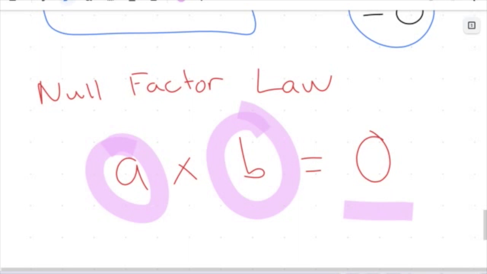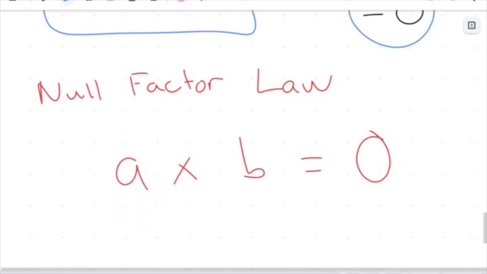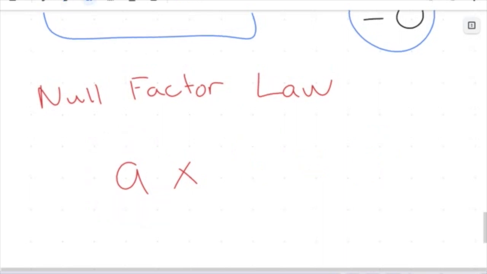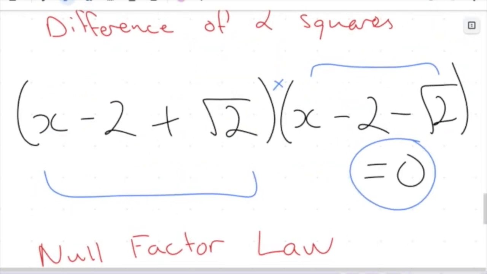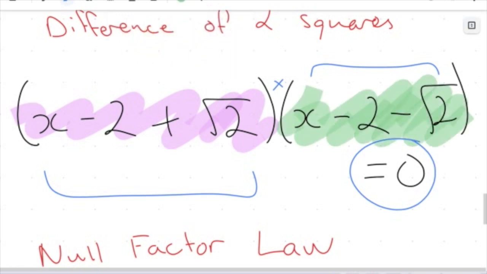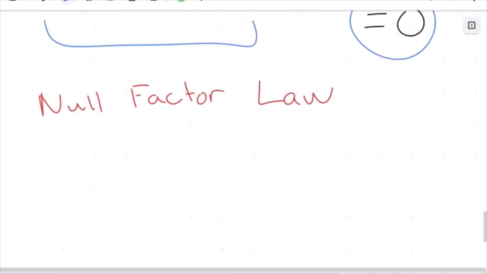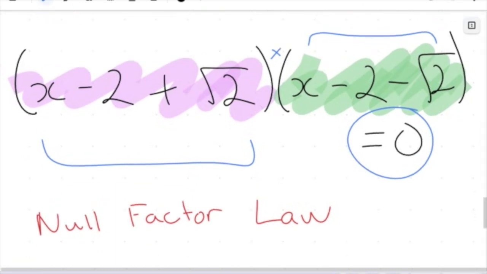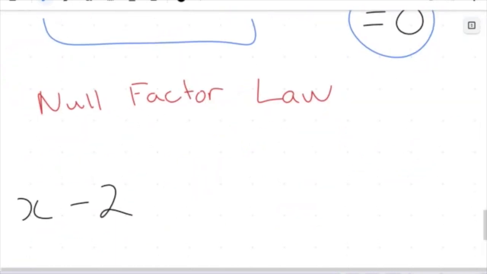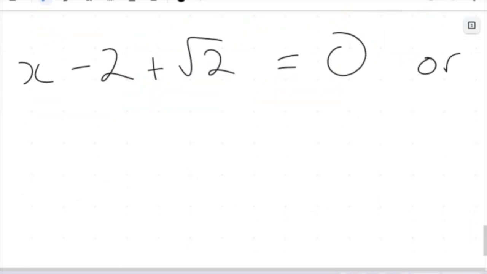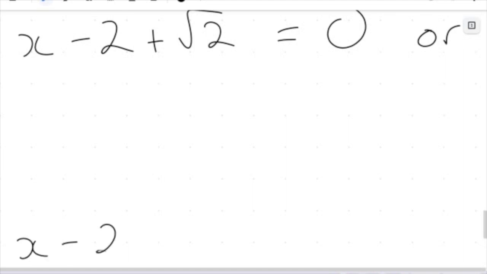We can't get a product of 0 unless one of the factors is itself 0. So what we're going to do is take two cases, one in which this expression equals 0 and this expression equals 0. Therefore, I have x minus 2 plus root 2 equals 0, or, I'm going to leave some space here, x minus 2 minus root 2 equals 0.